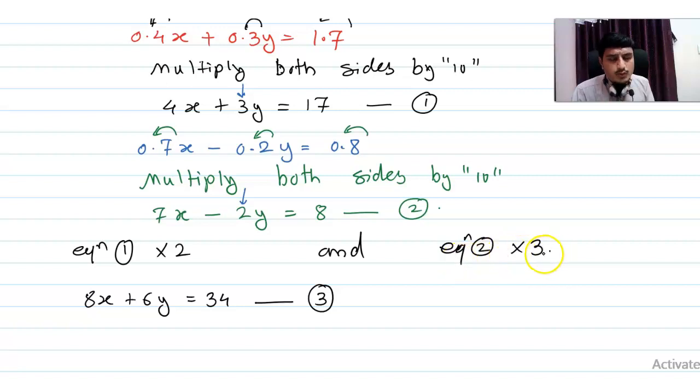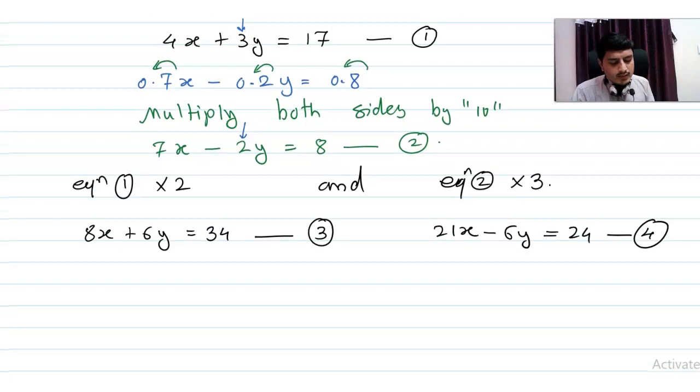Now equation 2 is multiplied by 3, so each and every term is multiplied by 3. 7 threes are 21x, 2 threes are 6, so minus 6y, equals 8 threes are 24. Call it equation number 4.